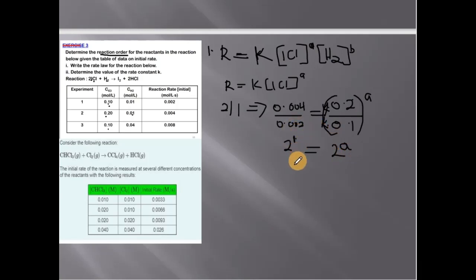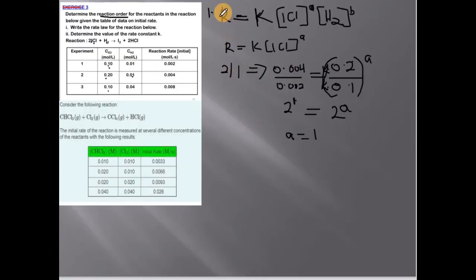So from here we can say straightforwardly that A is what? 1. Now from our equation, the A is the order of the iodine chloride. So it means the iodine chloride is in first order with respect to this reaction. Let's find the second one, which is that of the hydrogen gas.